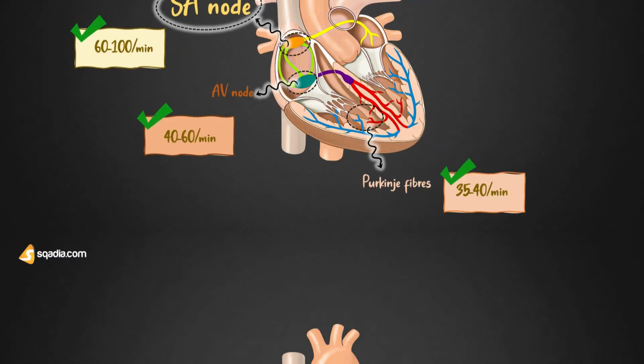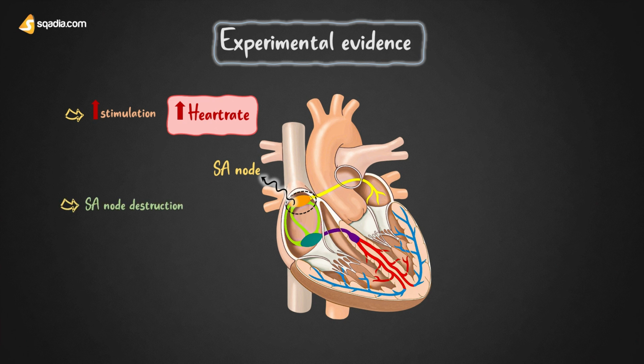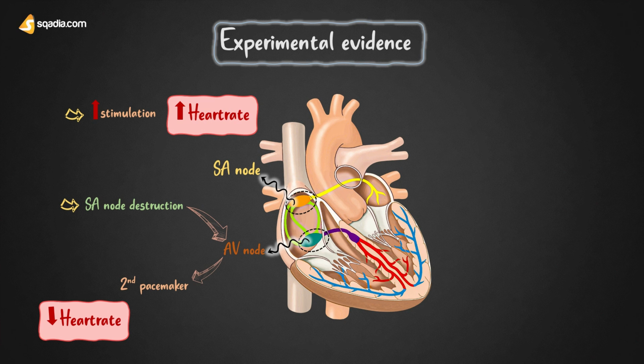There is some experimental evidence as well that proves the SA node is the pacemaker of the heart. First, stimulation of the SA node by any means accelerates the heart rate. Second, the destruction of the SA node causes immediate stoppage of the heartbeat, and after some time, the atrioventricular node becomes the second pacemaker and starts generating the impulses, so the heart starts beating, but the rate is slow.